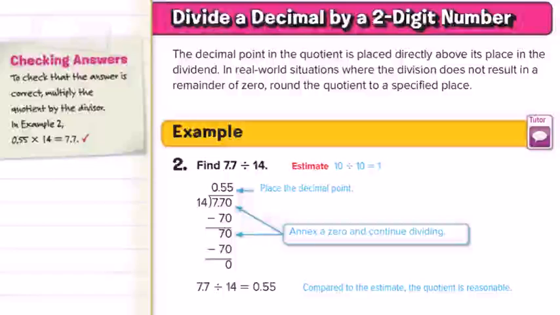And sometimes with the real-world situations that we're dealing with, that remainder doesn't make sense. So I would need to round the quotient to a specified place. Let's make sure to keep an eye out for that as we continue through our examples. Now let's look at example 2.